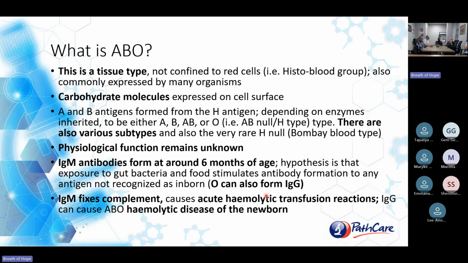If you're blood group O, you can also occasionally form IgG, which is unusual because carbohydrates should generally stimulate IgM formation. But blood group O people can also form IgG antibodies against A or B, and that is relevant for ABO incompatibility and hemolytic disease of the newborn, where IgG antibodies can cross the placenta.